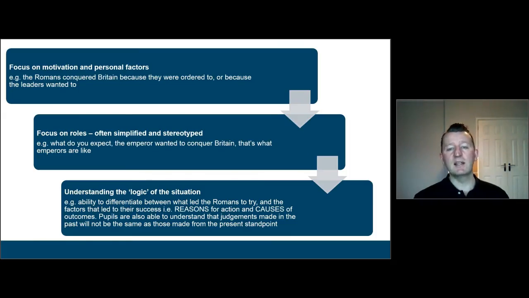So one of the early ways that the Chatter researchers came up with a model to describe this was to say there are three broad levels of understanding.